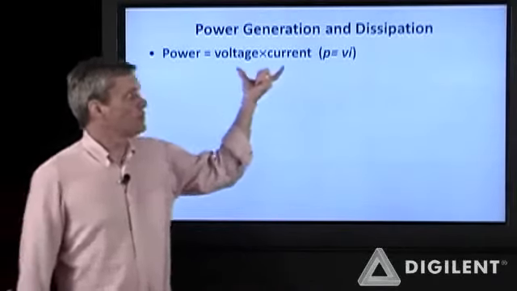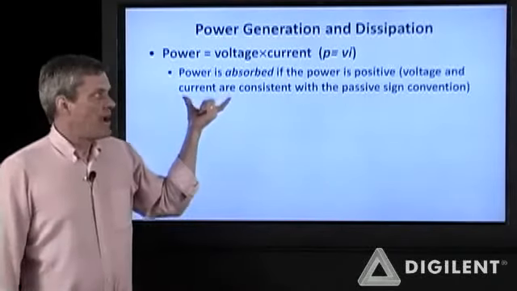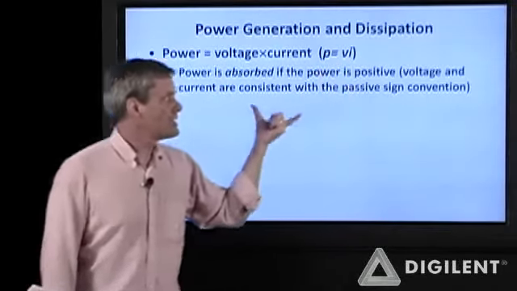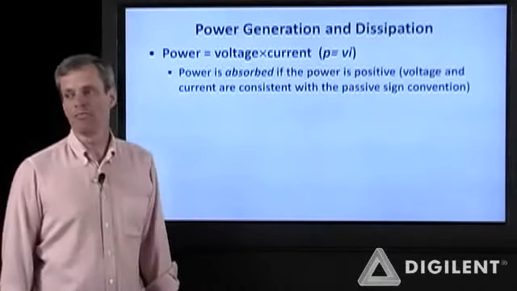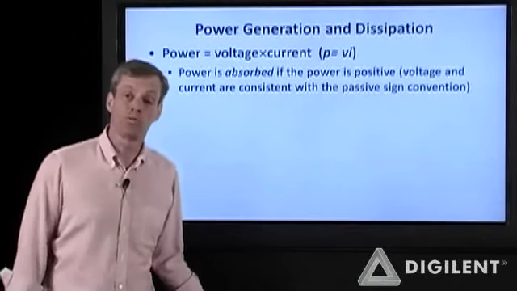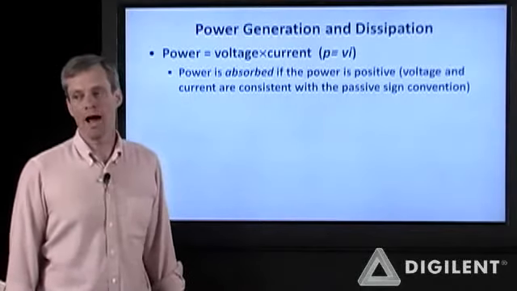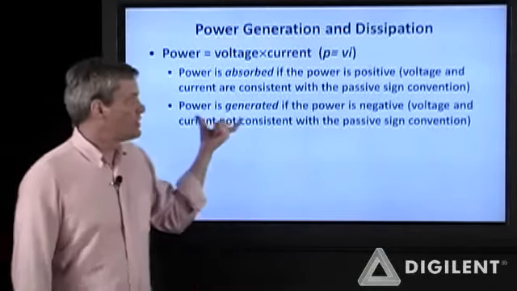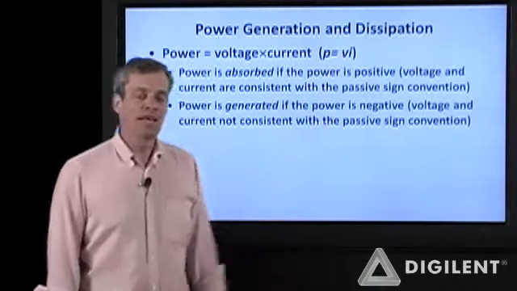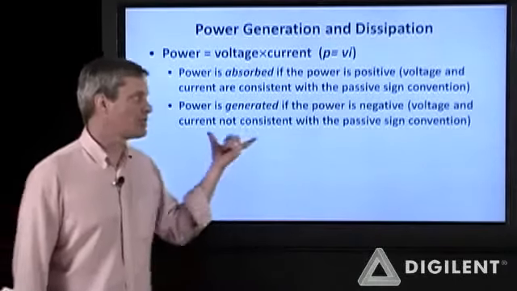Okay, power is voltage times current. P is equal to IV. If power is absorbed, both of these numbers are positive relative to the passive sign convention. So if voltage and current are consistent with the assumed passive sign convention, that circuit element is absorbing power. Power is generated if this guy is negative. If one or the other of these has a negative sign relative to the passive sign convention, that circuit element is generating power.